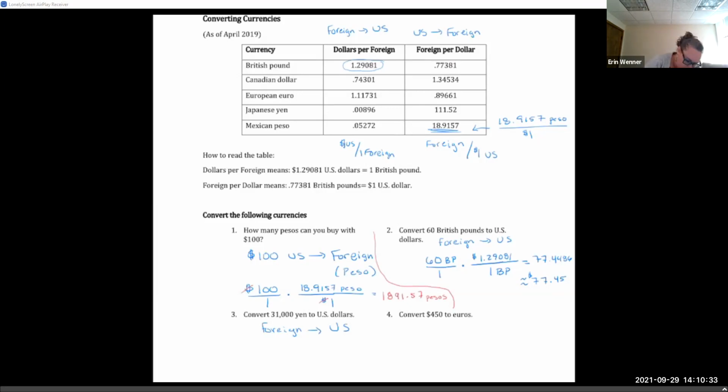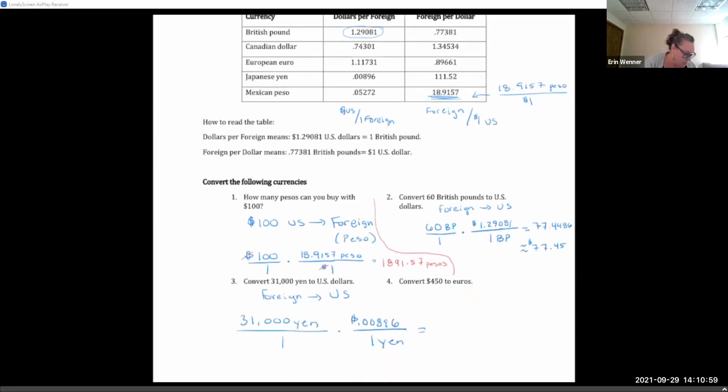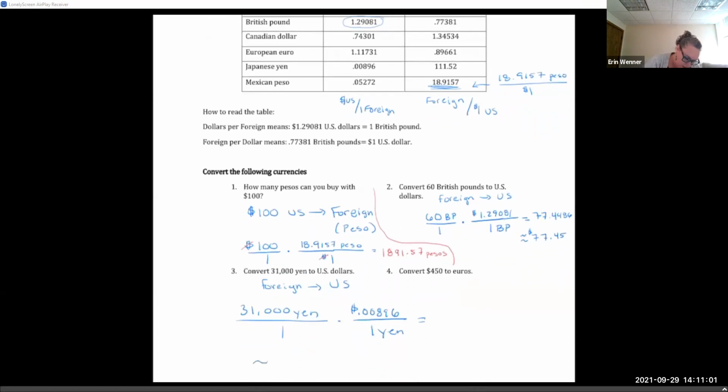So we've got 31,000 yen, which means we're going to want 1 yen in the denominator, right? We're canceling yens. So that means we're dealing with the first column, which is dollars per foreign. The yen is going to be 0.00896 US dollars per 1 yen. When we multiply those together, we end up with approximately $277.76.